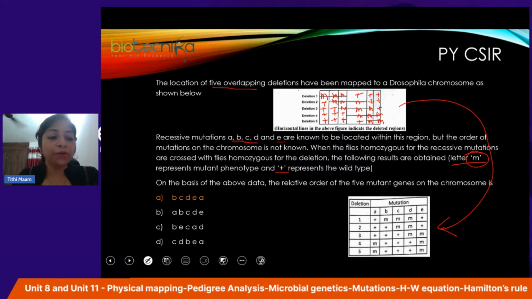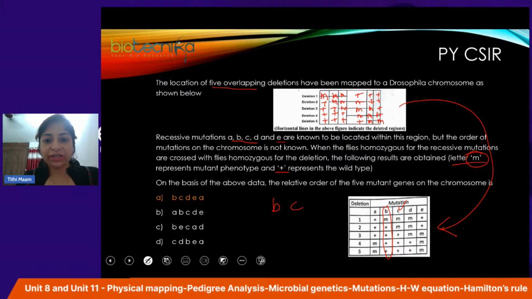Like 90% of your work is done. You just have to match the pattern. So what you have here is minus, plus, plus, plus, plus. Which gene is showing that profile? Gene B. That means in the first position, the gene present is B. Next one, minus, minus, plus, plus, plus. Which gene? C.